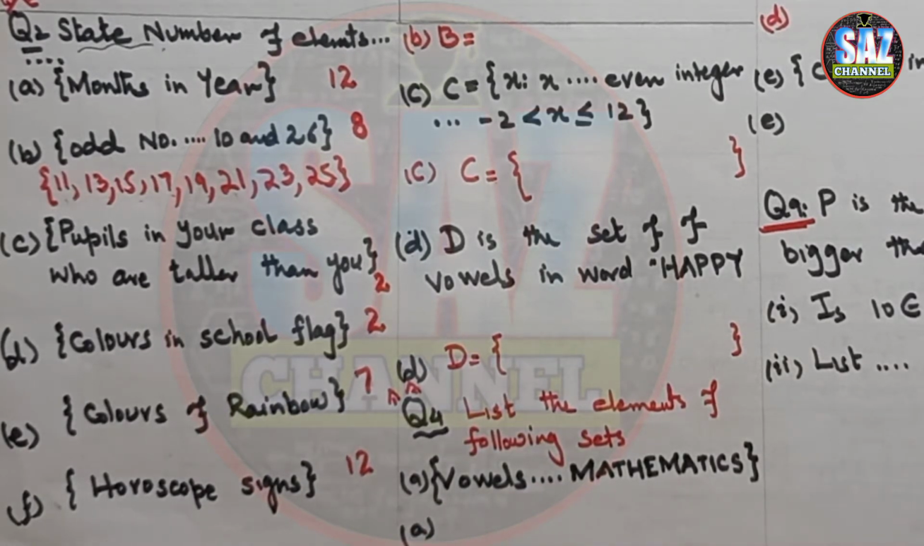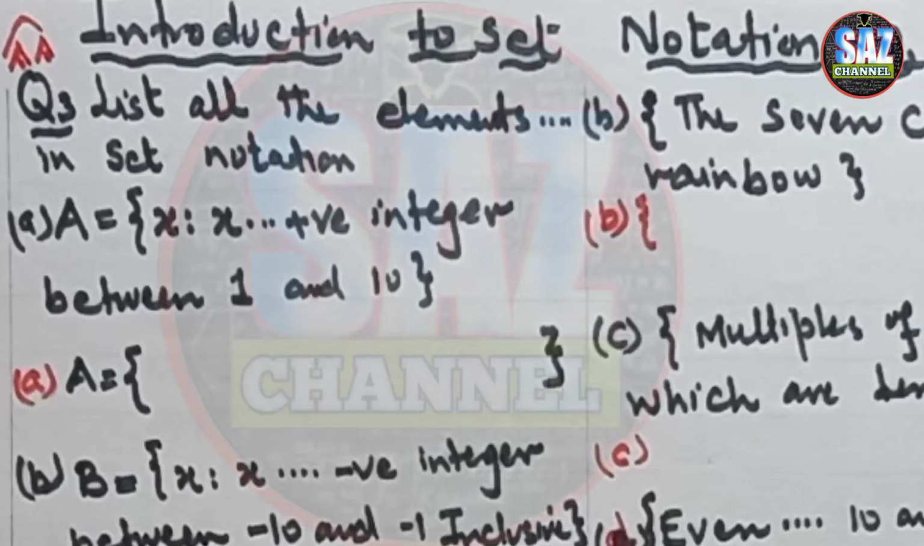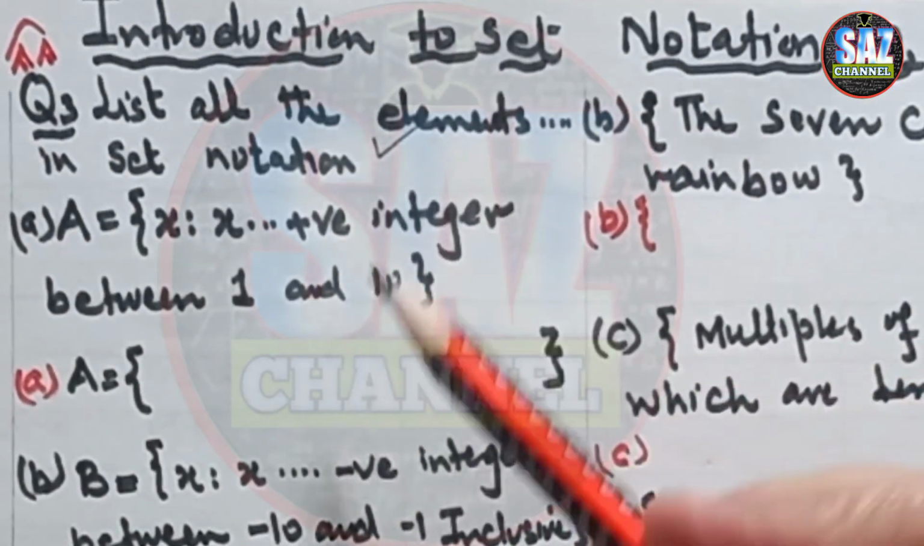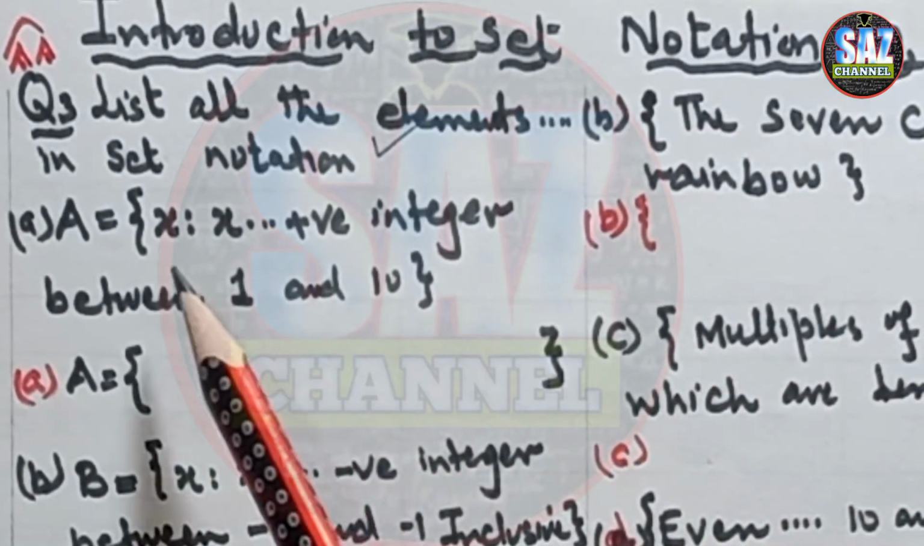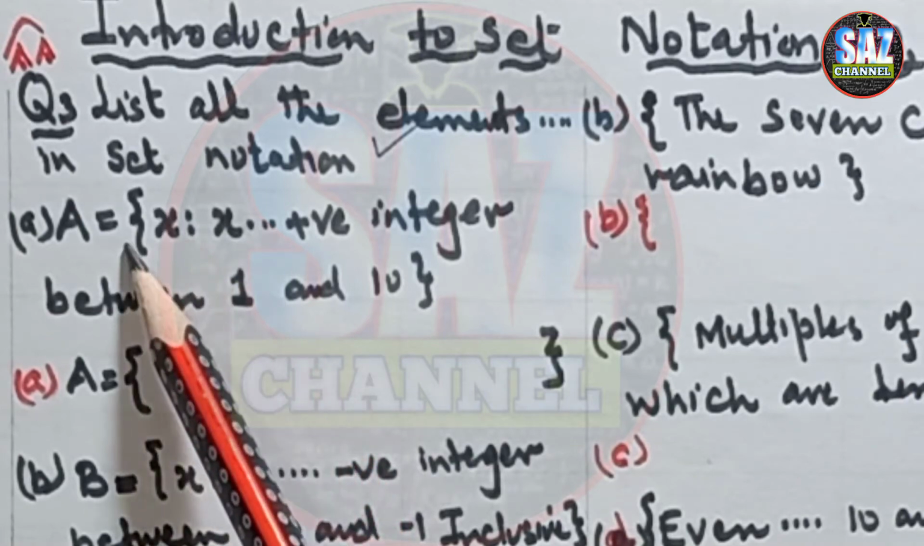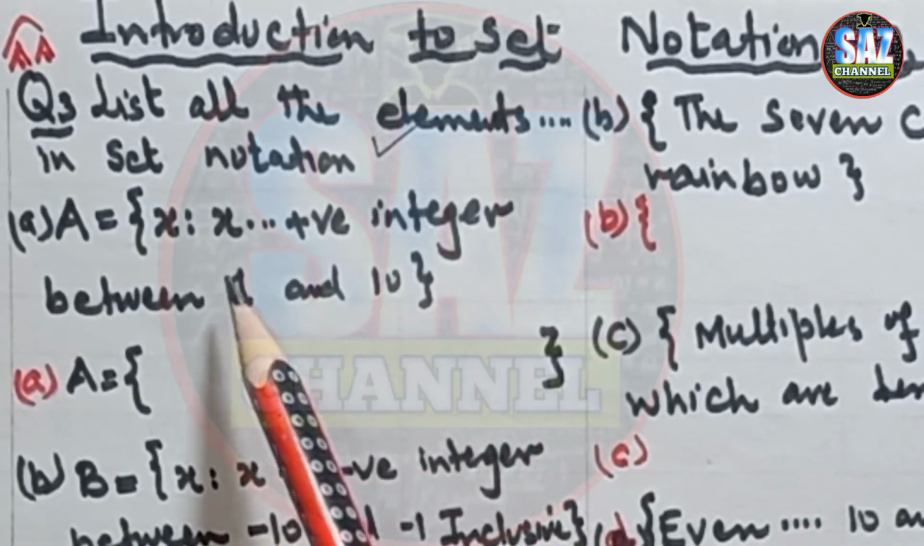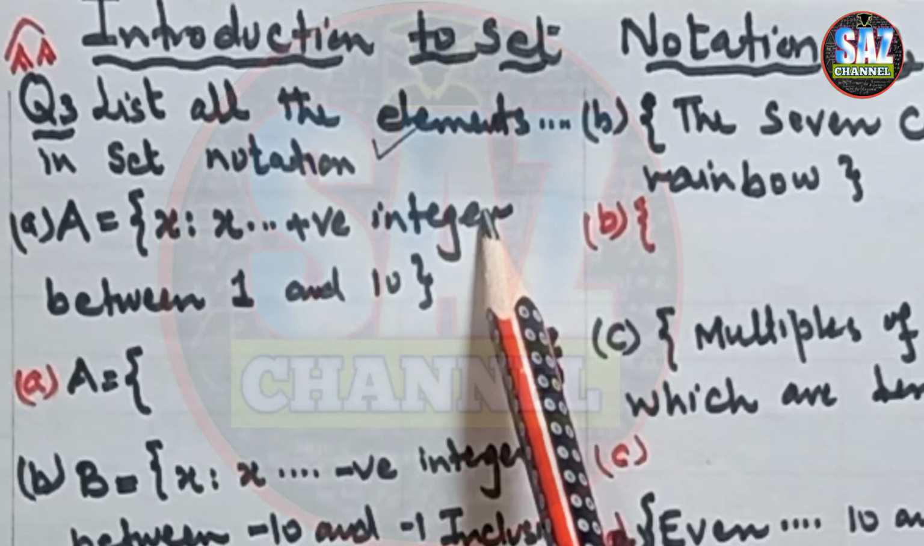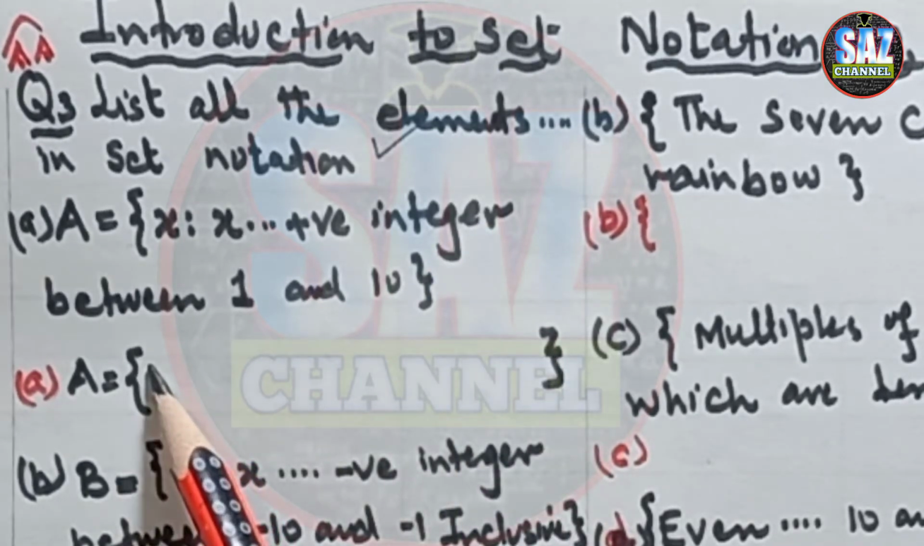And let's move to the next question. The next question says that list the elements in each of the following sets in set notation. So what we have to do is read the given set, which is given in the form of set builder notation, and we have to write the elements of the set in set notation.